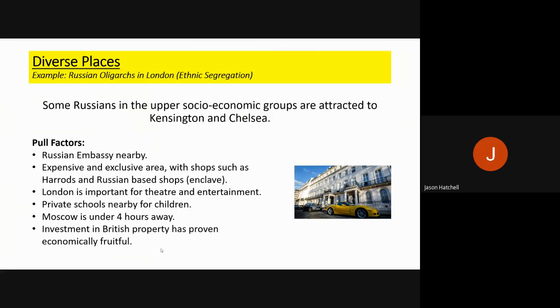It's an expensive and an exclusive area with shops that meet the Russian enclave, Russian-based shops, and things like Harrods as well. London's very important in terms of world entertainment and theatre. There's private schools in the area. Moscow is nearby, a 4-hour flight away. There is major money to be made from British property investment that's proven really fruitful over the last 30 years. So there are all the things that create ethnic segregation in a place like Kensington and Chelsea, and the pull factors that bring Russian oligarchs to London.